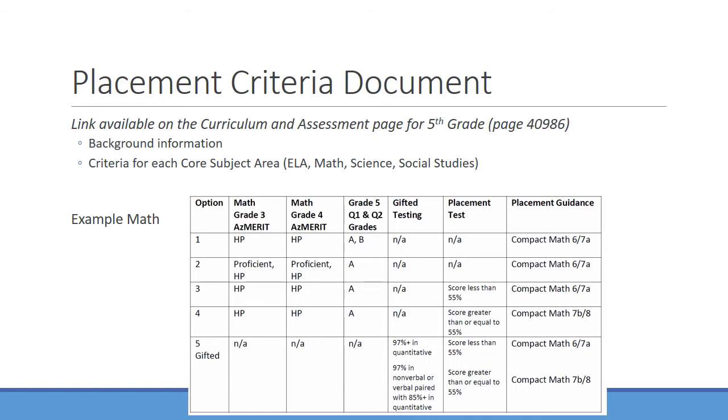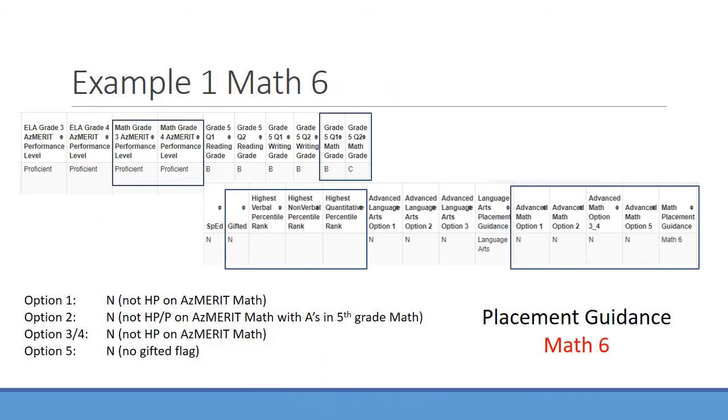The next pages show examples of the applications of the criteria to determine course placement recommendations. In example 1, you can see that the student is proficient in AZ Merit Math and has B's and C's in 5th grade math. The student is not identified as gifted. The student would not meet the criteria outlined in any of the options on the placement document, so the placement guidance would be Math 6.